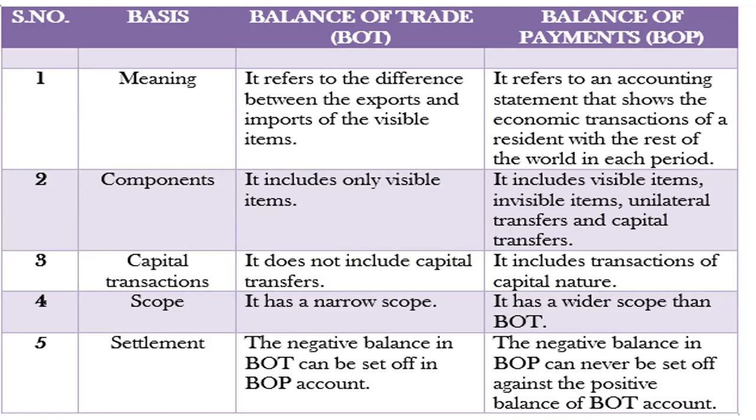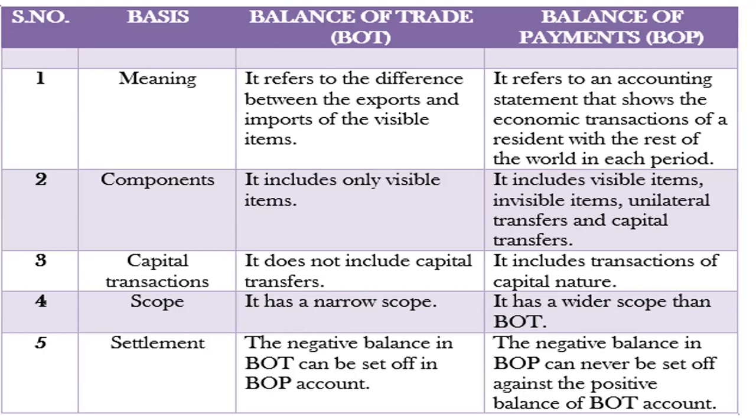Okay, then what are the components? The balance of trade only includes the visible items, but the balance of payment includes visible items, invisible items, unilateral transfers, and capital transfers. All these things will be included in the balance of payment. Sometimes NTA asks which of the following are part of balance of trade, or which are part of balance of payment. So you remember only visible items in trade. The rest you can eliminate if you are asked regarding the balance of trade.